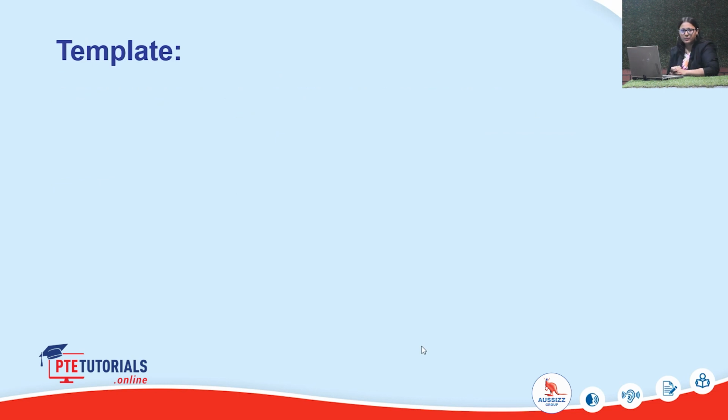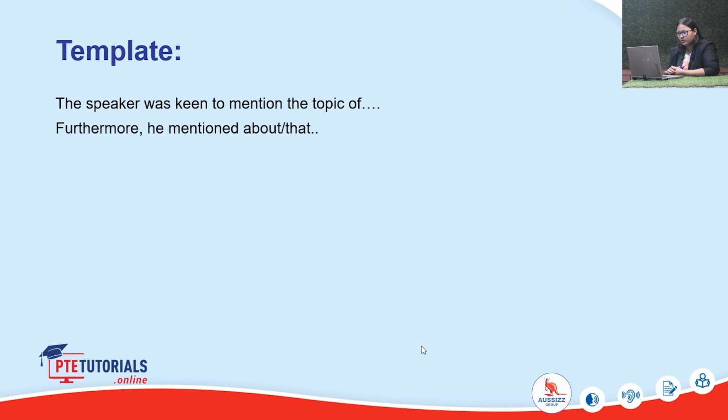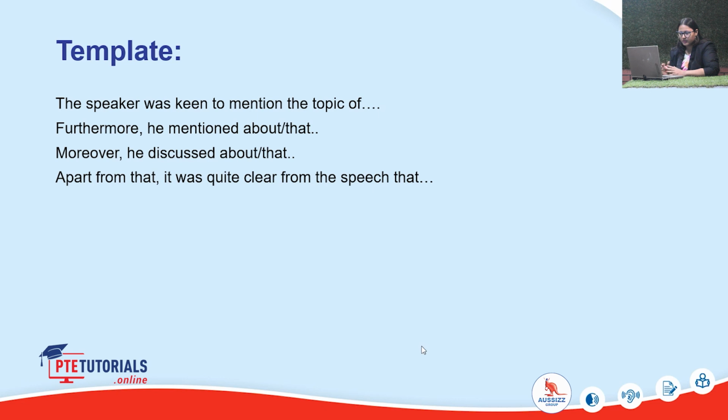All right, so talking about the template, the first liner is, "the speaker was keen to mention about the topic." So we just have to insert the topic name after "of." "Furthermore, he mentioned about" and then another keyword, or two or three more keywords. "Moreover, he discussed about" or "that" - we can use any of the possible words, about or that, depending on the keywords which we are using. "Not only that, but" the next line would be "apart from that, it was quite clear from the speech that." So we just have to insert a few words after the word that.